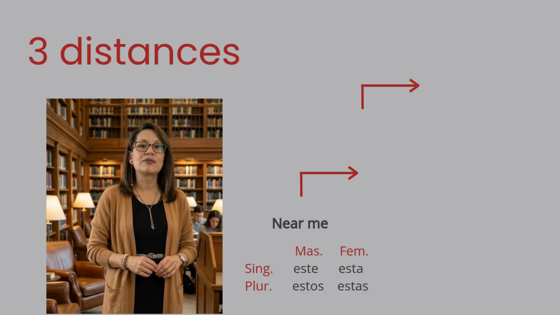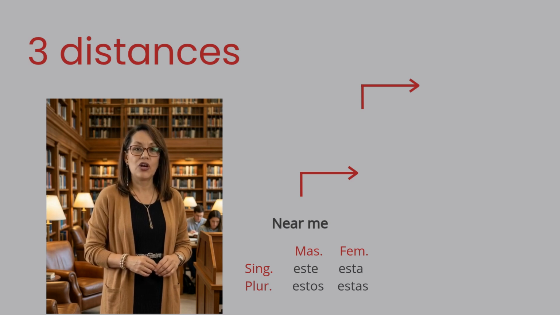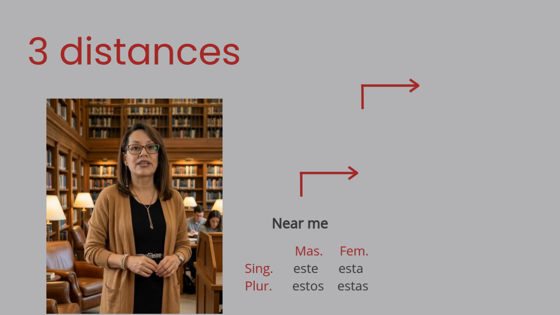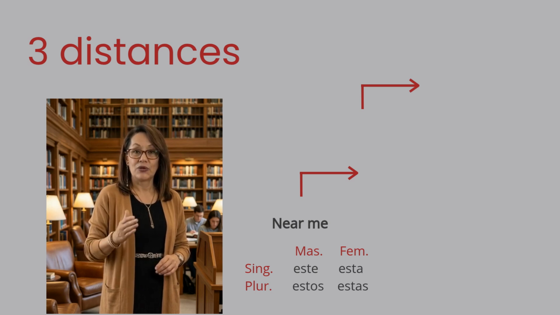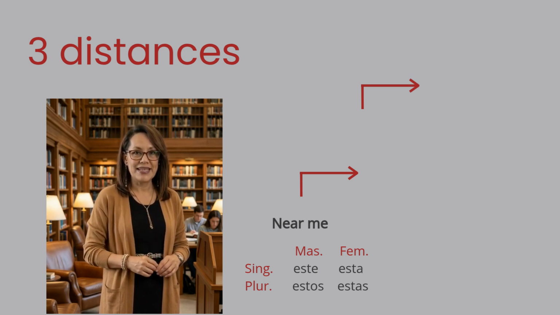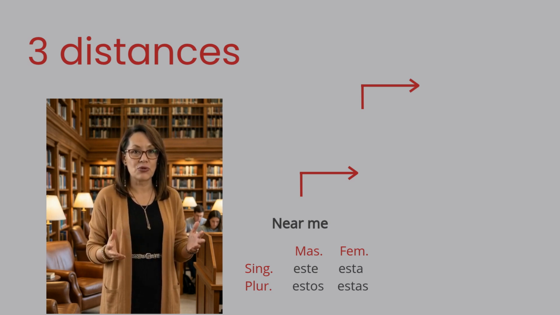The first distance is proximity to the speaker. The object or person is close to me. In English, this is usually translated as this or these. For short distance, Spanish uses este, esta, estos, and estas. For example, este libro, estos libros, esta mesa, estas mesas. If the object is right here next to me, I use this first group.